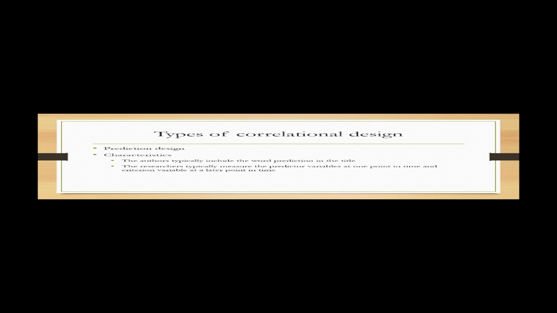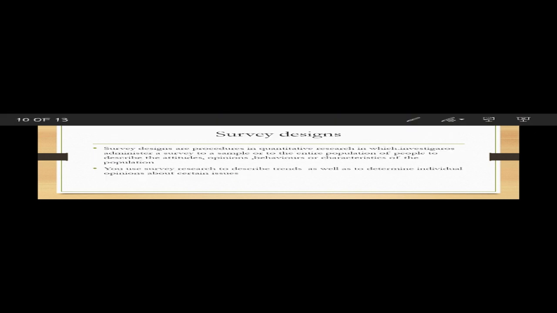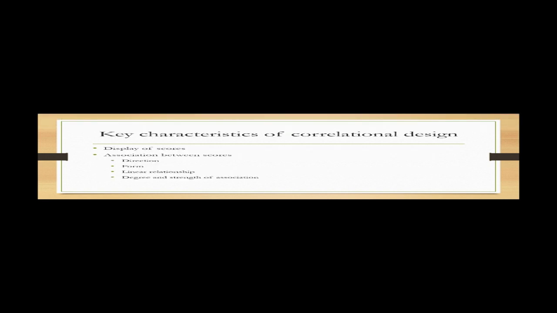What are the key characteristics of correlation design? How will you know that these are correlation designs? So the first important characteristic is display of scores. Speaking of display of scores, what does it mean?